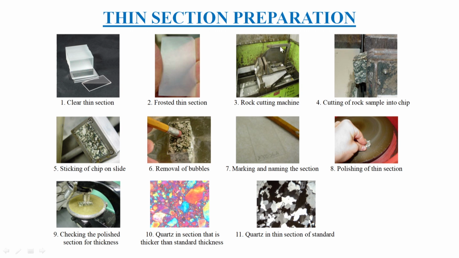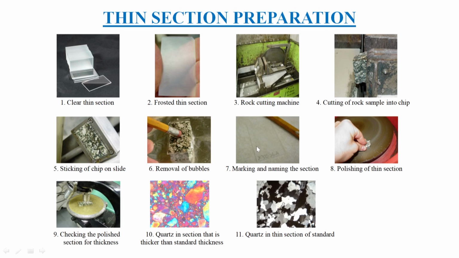Obviously with the help of a rock cutting machine, you can take a chip or a slice of that rock, or sometimes, if you want to make a thin section of a mineral, you can take a chip of that grain and mount it on the polished side of the glass slide. It is stuck on the glass slide with the help of adhesives, generally epoxy, and sometimes some other adhesives as well.